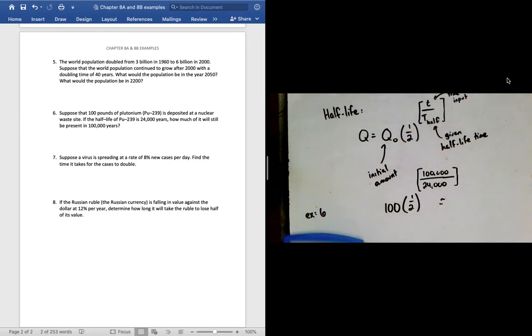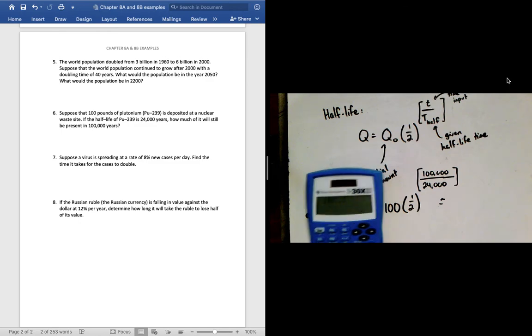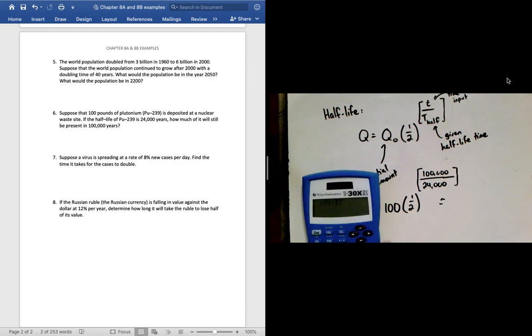At this point, we can throw it into the calculator. We get 100 times, I just use 0.5 in the base for 1/2, but you could also do 1 divided by 2 inside of there like that, and that would be fine too. Either one is okay. So 100 times 1/2 raised to, and don't forget your parentheses here, otherwise you will miss this every time, numerator is 100,000. Denominator is 24,000.